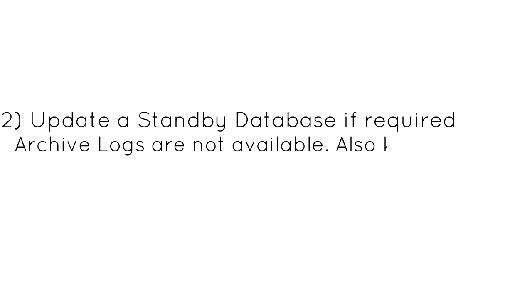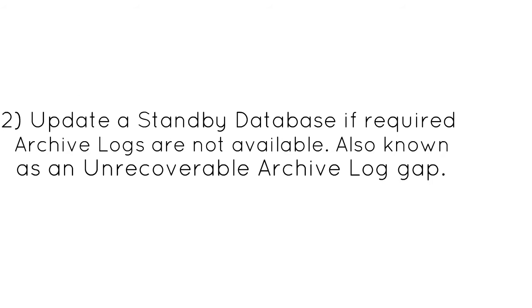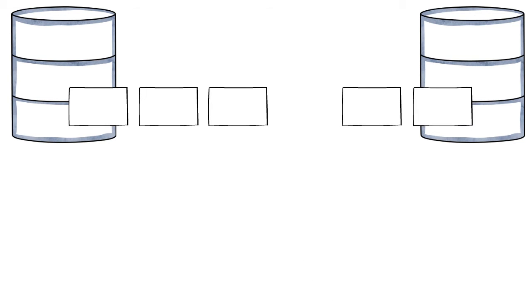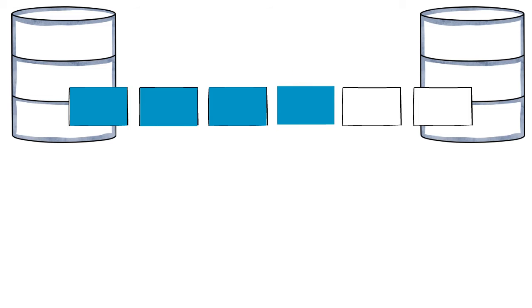2. To update a standby database if required archive logs are not available, also known as an unrecoverable archive log gap. If for some reason archive logs were lost before being sent to the standby, for example due to hardware corruption or accidental deletion of archive logs, the result is an unrecoverable archive log gap. This means the standby cannot be recovered past this point due to the missing redo information. In this instance, you can use the Sync feature to ensure your standby is brought up to date with the primary.